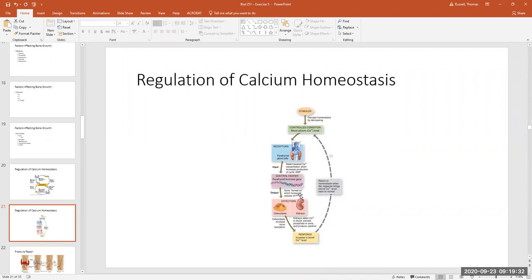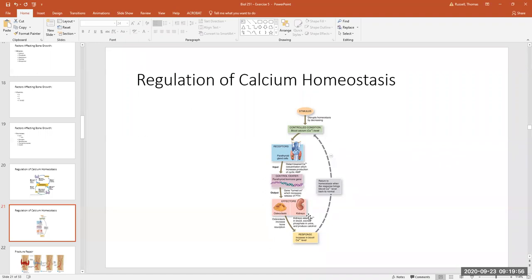So what does parathyroid hormone do? Well, it tries to increase your blood calcium levels. So how does it do that? It turns on the osteoclasts. Osteoclasts degrade the bony matrix, release calcium into the blood, and your calcium levels start to come back to normal.